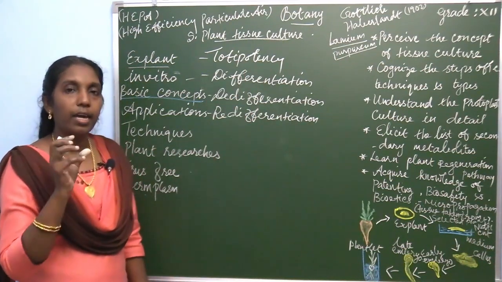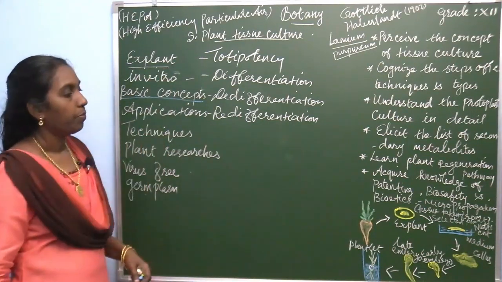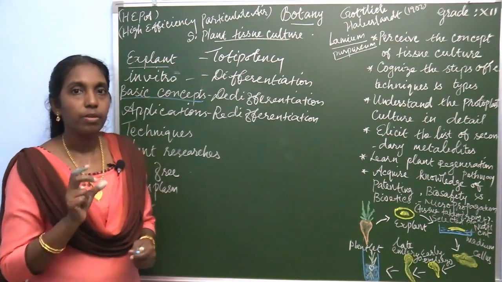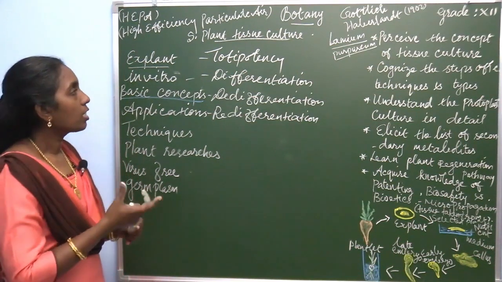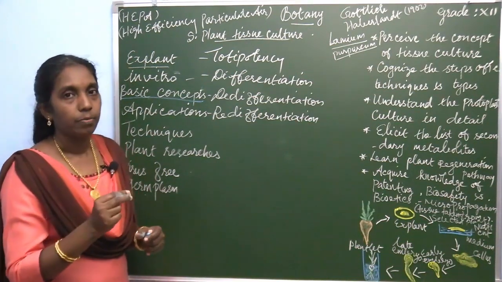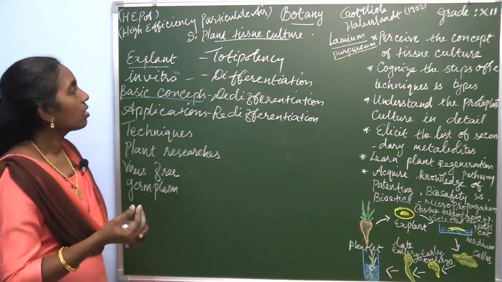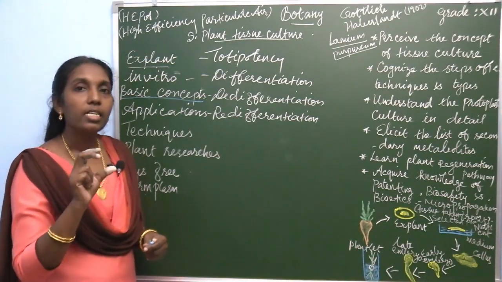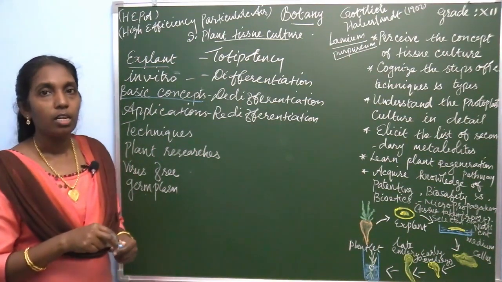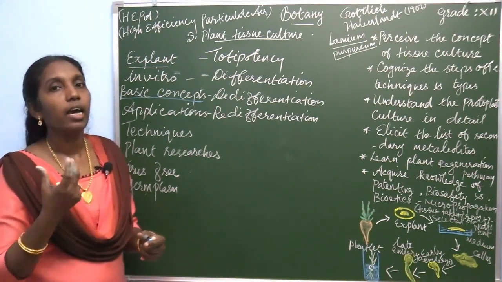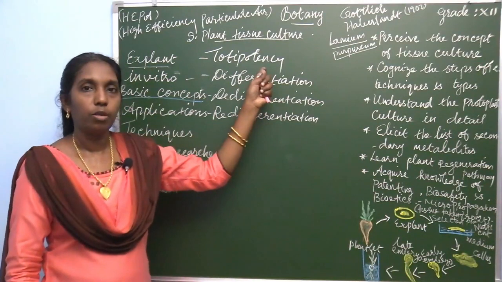Totipotency is the ability of a single cell or the explant. The explant is isolated from the plant, any part of the plant. It is a selected part of a plant. It may be a cell, tissue, or organ. This explant has the inherent, genetic potential to develop into an entire organism. That is called totipotency.